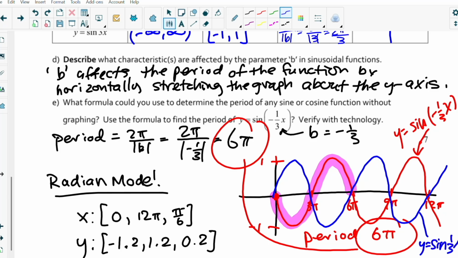Y equals sine of 1/3 x. Okay, and let's adjust our window. Let's go x minimum -2 pi. Or actually, let's go window -6 pi so you can see maybe the full scale here. Just a second here.